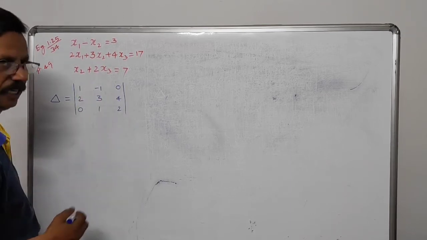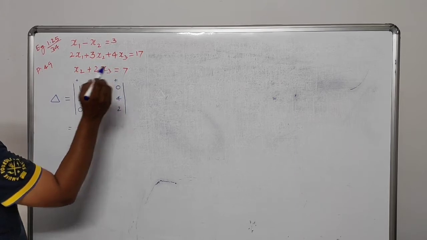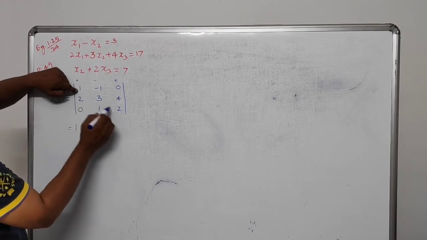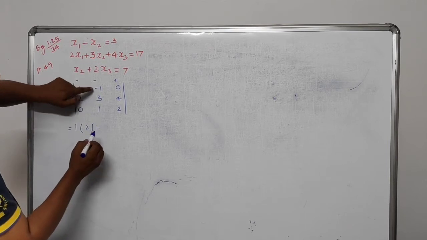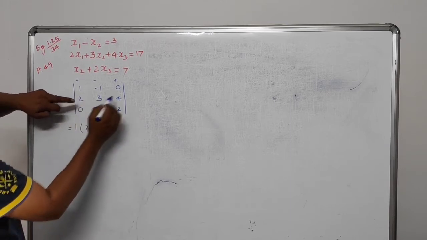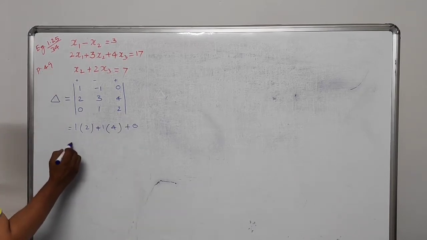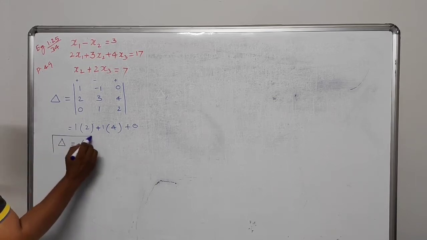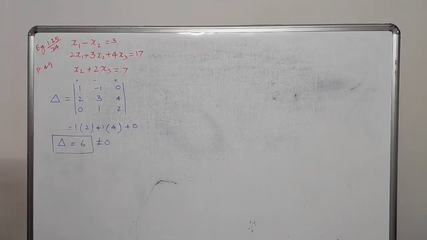Now this is the delta. It can be expanded, which we know how to do, with signs plus, minus, plus. See here, 1 into 6 minus 4 gives 2. Then minus of minus 1 gives plus 1 into, multiplying, 2 twos are 4, minus 0 gives 4. Then the last one is 0, so you do not expand it. Therefore 2 plus 4 gives 6, so delta is equal to 6. This is not equal to 0, therefore we can proceed with finding delta 1, delta 2 and delta 3.